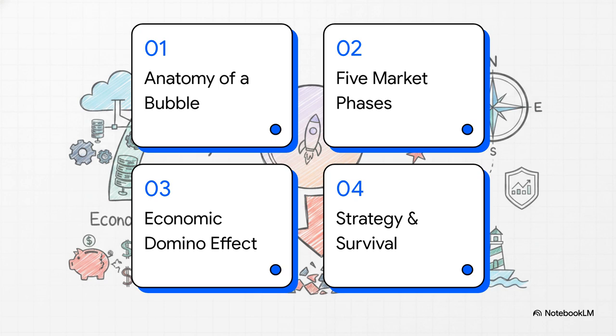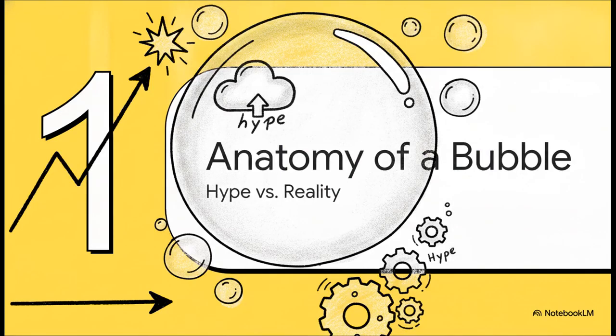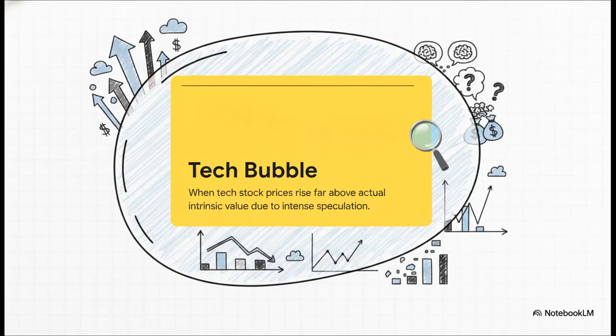We'll be looking at the anatomy of a bubble, the 5 market phases, the economic domino effect, and finally, strategy and survival. Section 1, Anatomy of a Bubble. Uncovering the hype versus reality. You know, the fundamental challenge every single investor faces is trying to separate unadulterated hype from actual corporate reality.